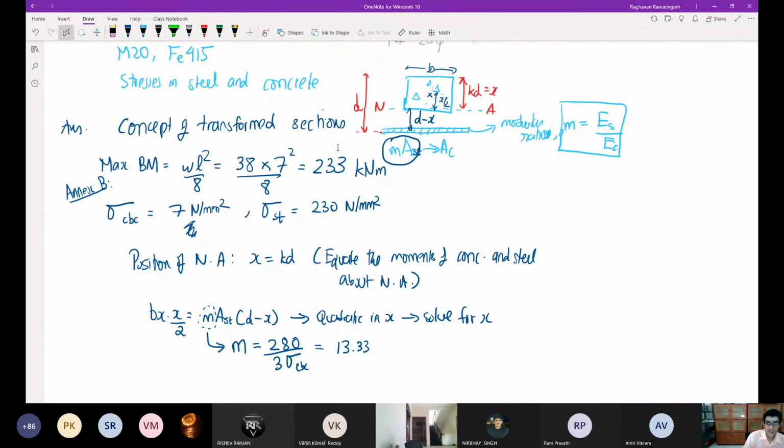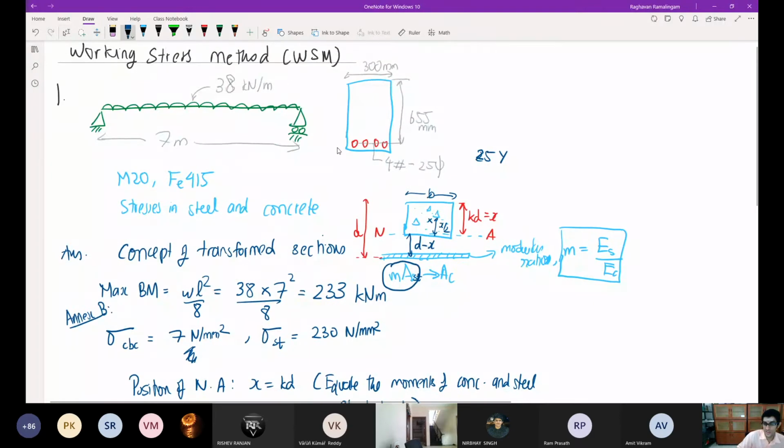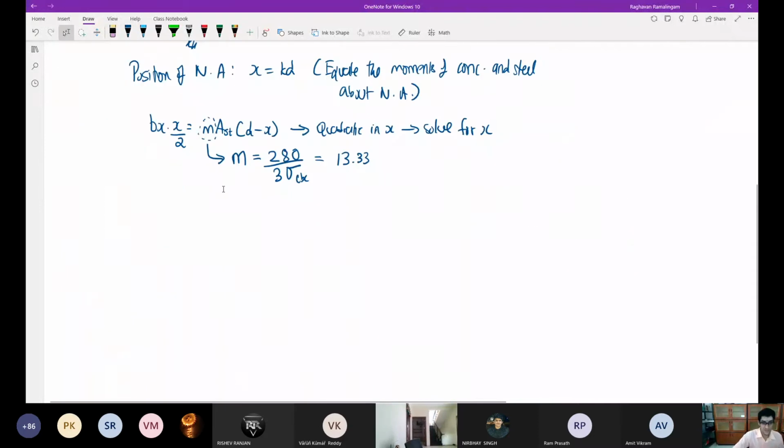7853.98 mm. So 4 number of bars into the area of 1 bar, which is pi by 4 into 25 squared. How much do you get for this? 1963.5. So the Ast is also known.